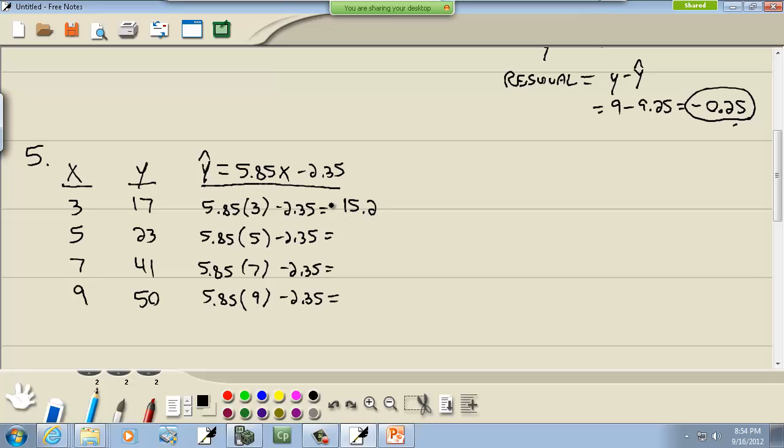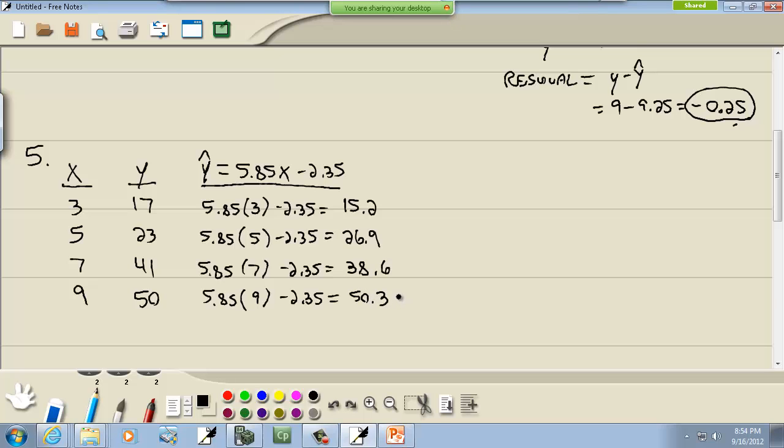On the next one, I got 5.85 times 5, 26.9. Next one, 7. I'm doing a second enter to bring up my previous entry. It makes it so easy on the TI-83, TI-84. I'm just using my arrow keys to go over and change the one number. And we get 50.3.